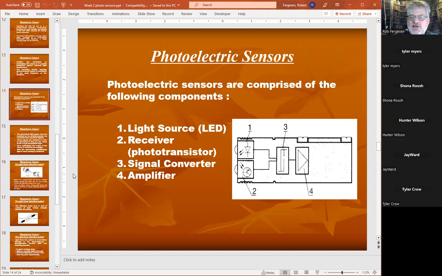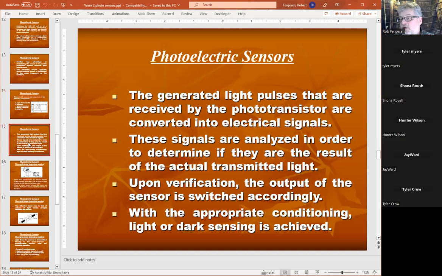So all sensors have some number of these kind of components in here, but a photoelectric sensor basically has a transmitter and a receiver built into it. So you got the LED, which is your transmitter, and then you got the receiver that receives back that reflected light and converts it to a signal, and then you have an amplifier basically that transmits the information to some other source, like your PLC. So they take that generated pulse light and they convert it to an electrical signal.